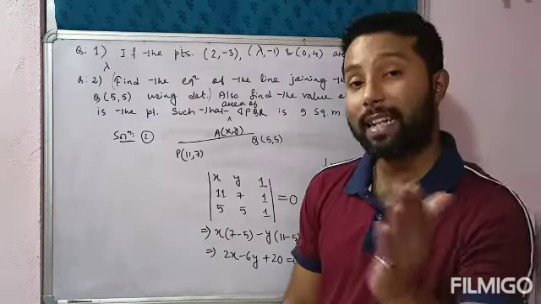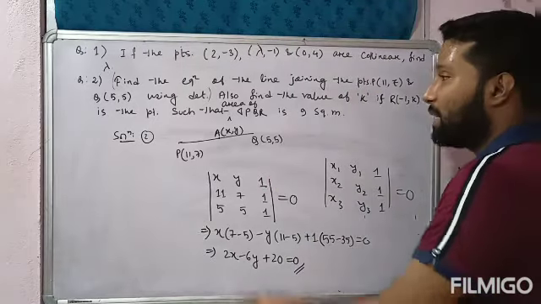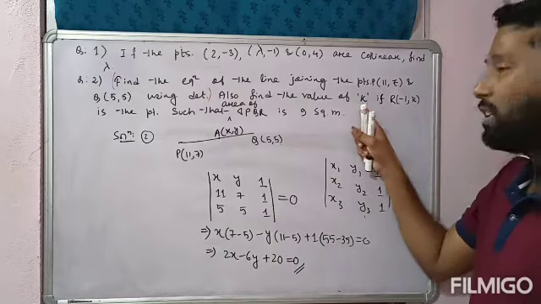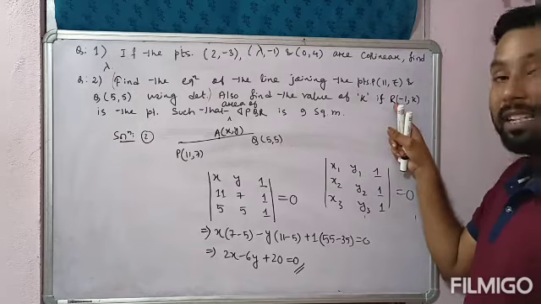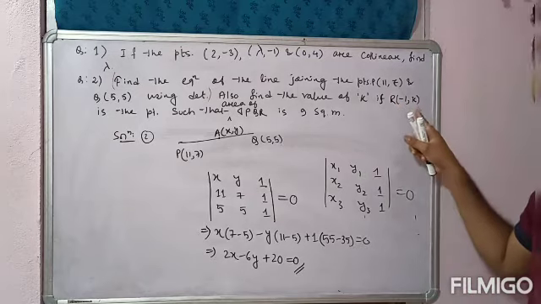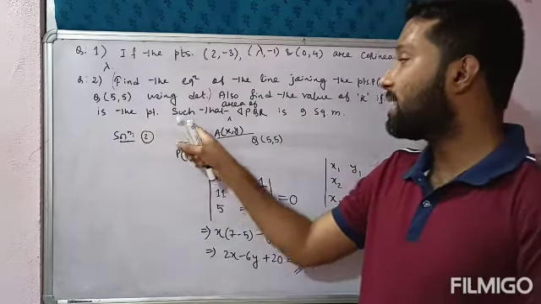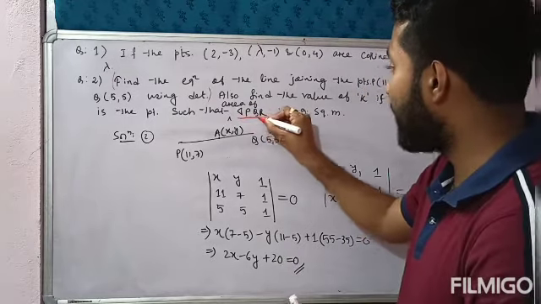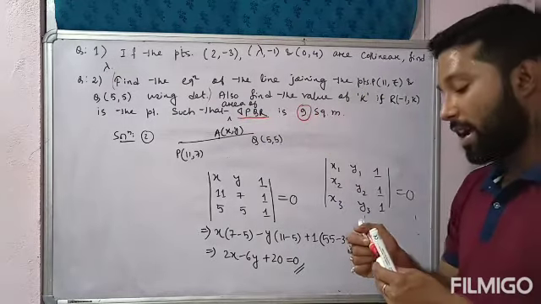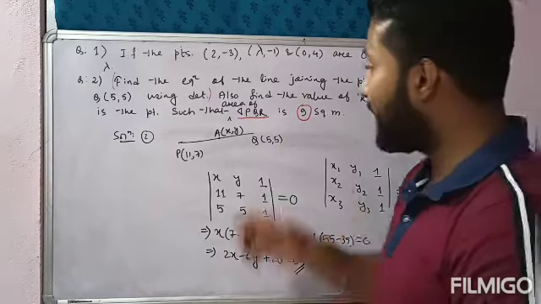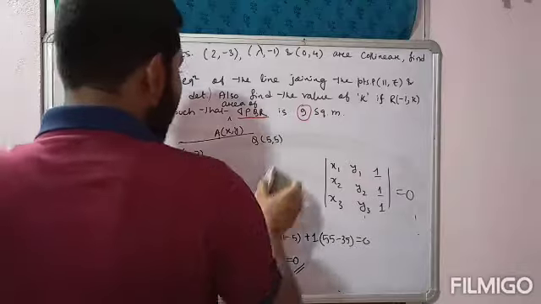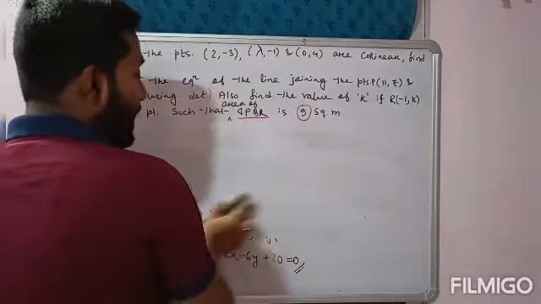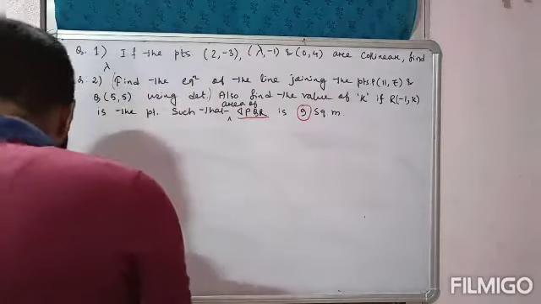Now I will explain the second part of the second question. What is the second part? Also find the value of K if R, capital letter R, coordinate (-1, K) is the point such that the area of triangle PQR is 9 square meter. So here area of a triangle is given. मैं 2 पॉइंट बताया था आज जब मैं क्लास शुरू किया तब, कि if area of a triangle is given to us, then what you have to do?